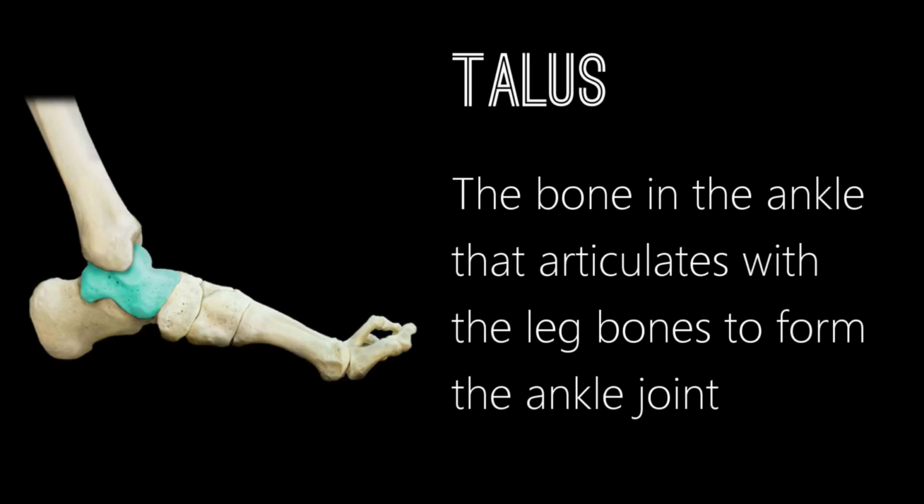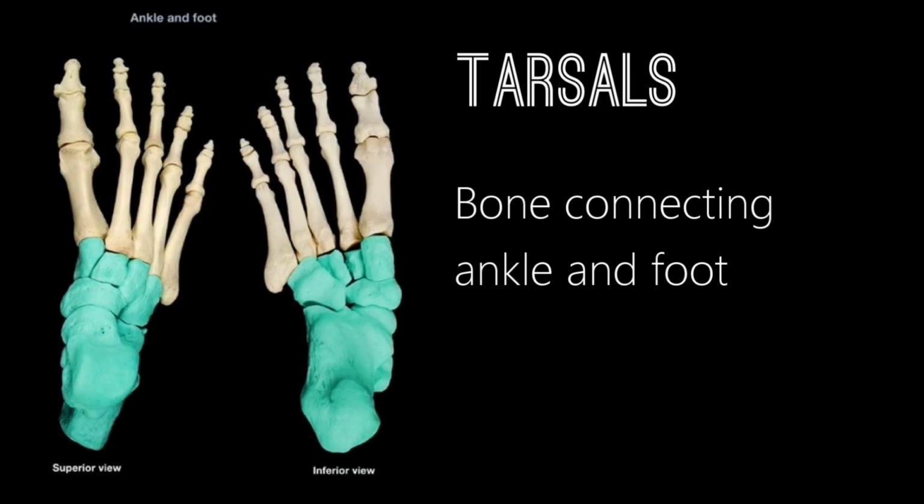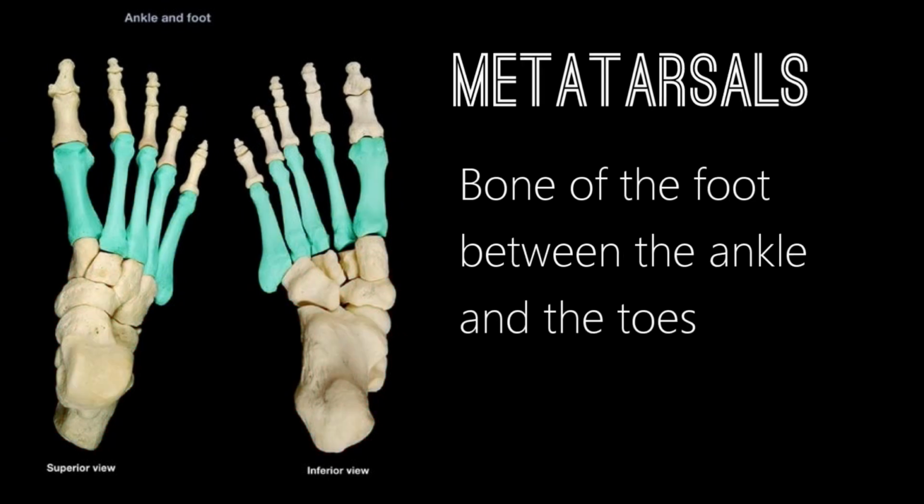Talus: the bone in the ankle that articulates with the leg bones to form the ankle joint. Calcaneus: heel bone. Tarsals: bones connecting the ankle and foot. Metatarsals: bones of the foot between the ankle and the toes.